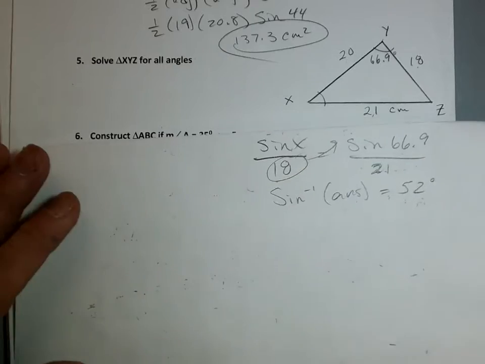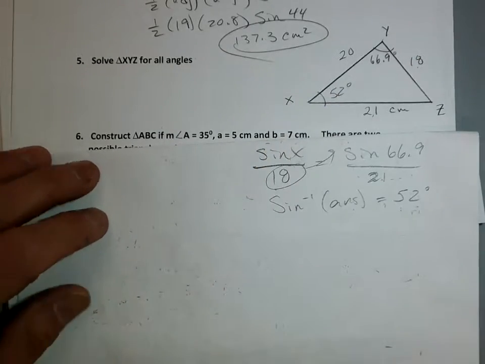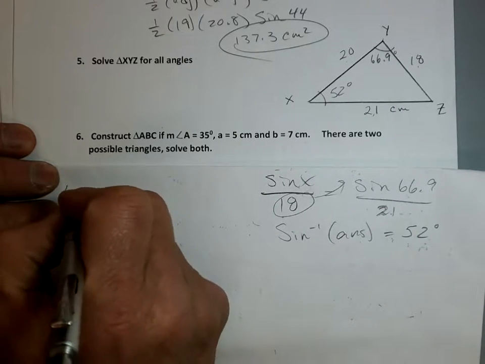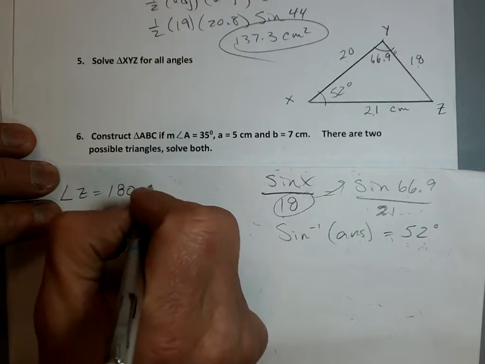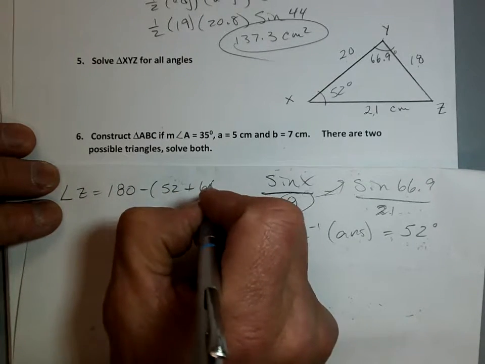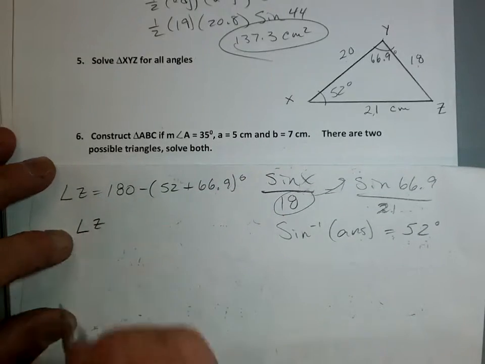Now, since I have 52 degrees for angle x, then angle z is very easy. Angle z would just be 180 minus my 52 plus my 66.9 degrees. And I'll go ahead and do that.